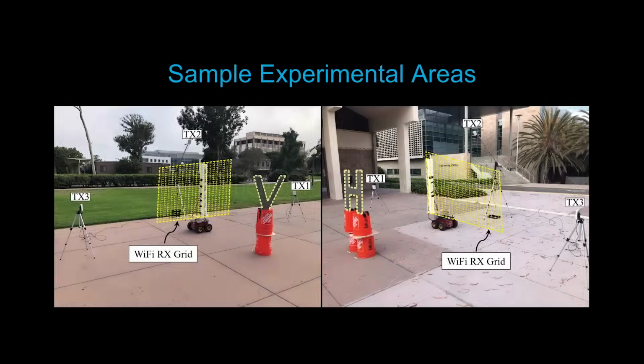Let's see some experimental results. We first consider two sample non-through-wall areas. We have three Wi-Fi transmitters. An unmanned vehicle then emulates an antenna array with a Wi-Fi receiver antenna whose CSI power measurements are then used for imaging. We next show how Wi-Fi can read with our proposed approach.